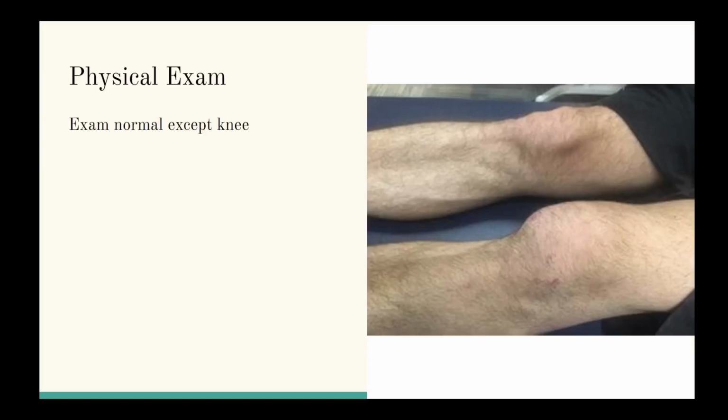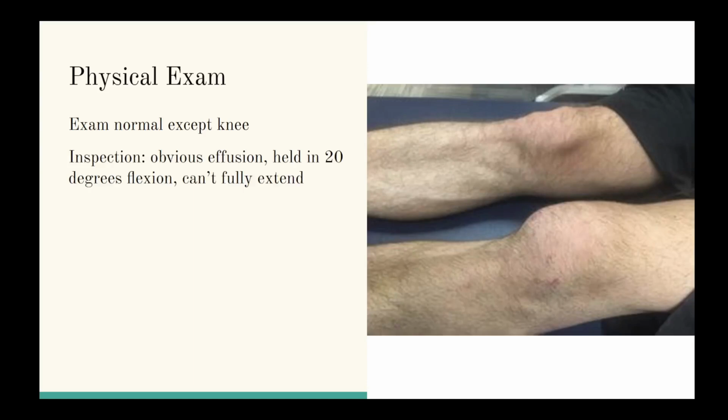On exam, he looks healthy and normal except his knee has an obvious effusion, which you can see in this picture on the right. Here's his effusion. Wrong knee, obviously not our patient, held in about 20 degrees of flexion, and he has trouble extending it. Range of motion is deferred, strength of flexion and extension are intact.